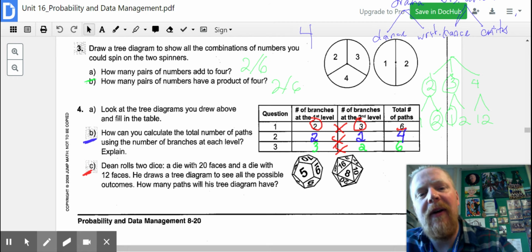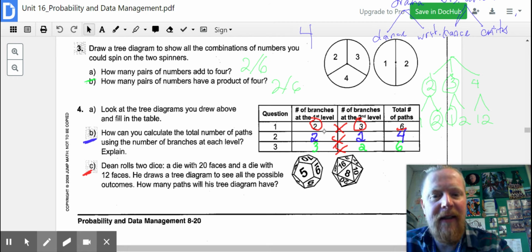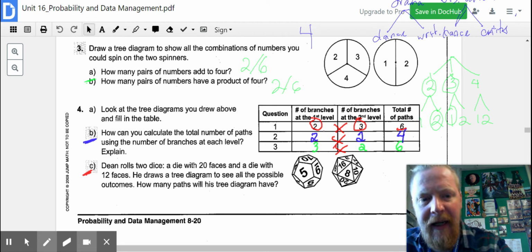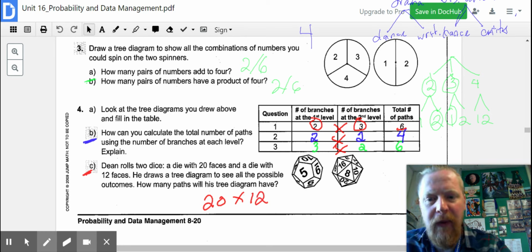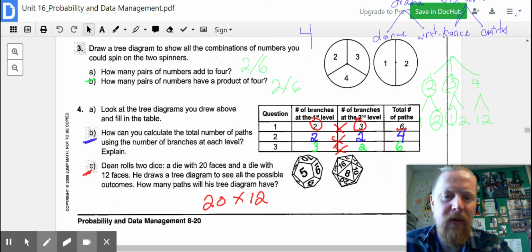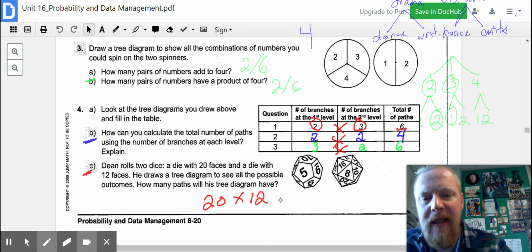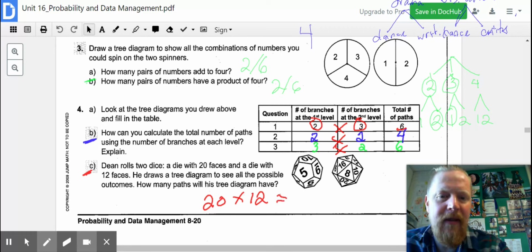I can use what I've found in the chart here, though, to figure out how many different paths he can have, how many different combinations, simply by saying the number of branches at the first level would be 20. You could roll anything between 1 and 20. And at the second level, he could have anything between 1 and 12. Two separate events. He rolls one die with 20 and one die with 12. The total number of outcomes then is the product of the number of outcomes of the first and the number of outcomes of the second.